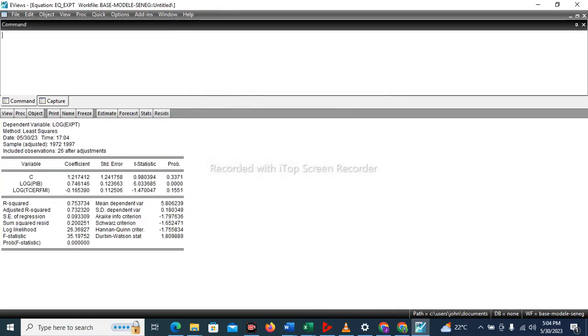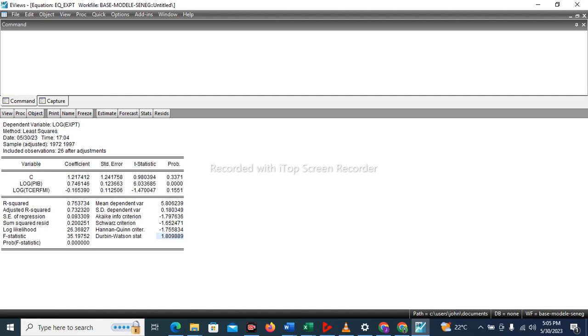That's what we have. Our R squared is 75.374%. Our adjusted R squared is 73.323%. Of course, you can look at our Durbin Watson here. It's 1.898. It falls within the range of 1.5 to 2.5 that we stated. So our equation again is okay.